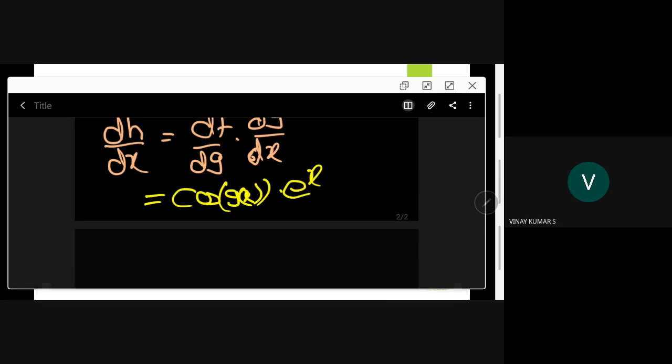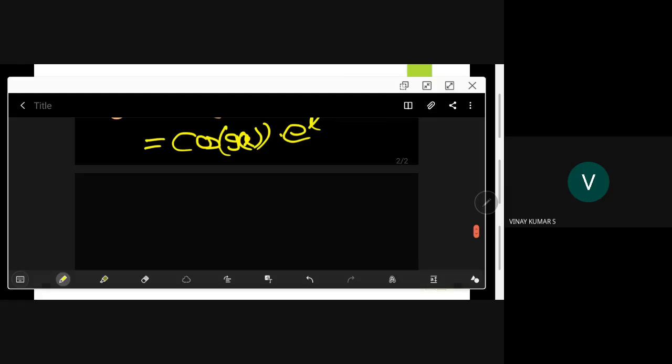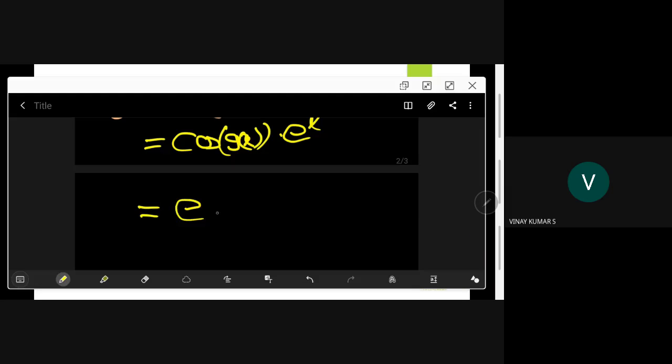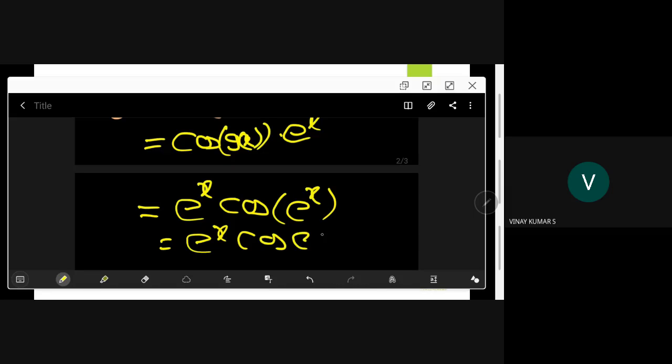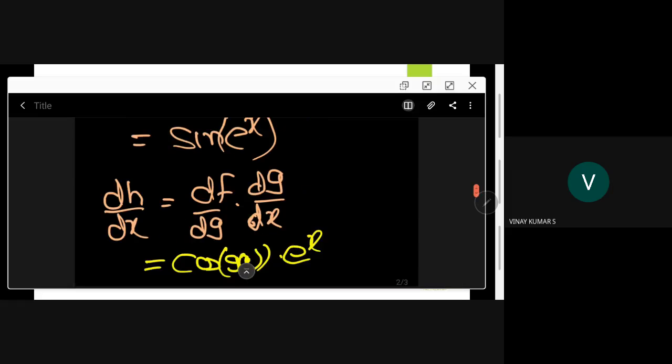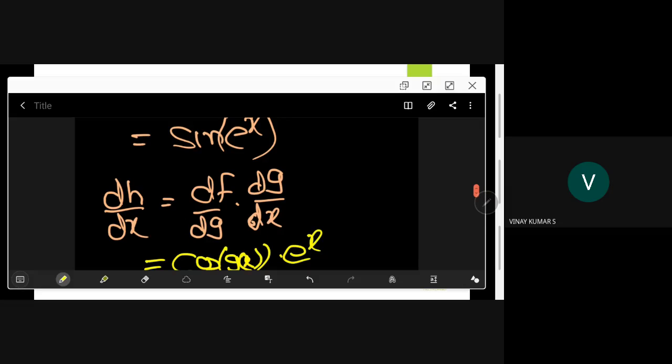So this is now equal to, now you can simply put, I write e power x first, followed by cos z of x, which is again e power x. So the answer is e power x cos e power x. This is called chain rule. You need to notice this one. This is called chain rule.